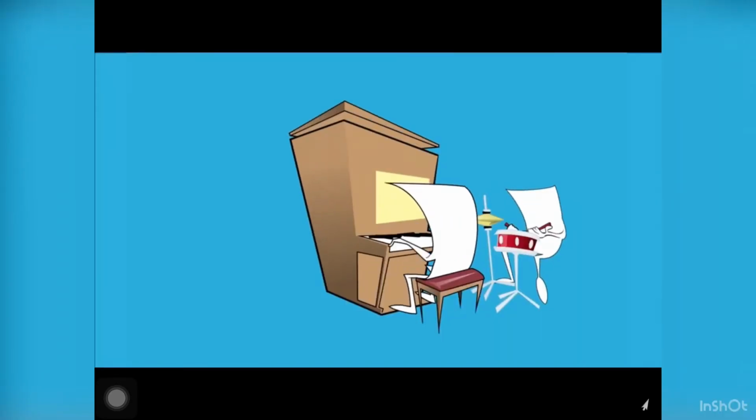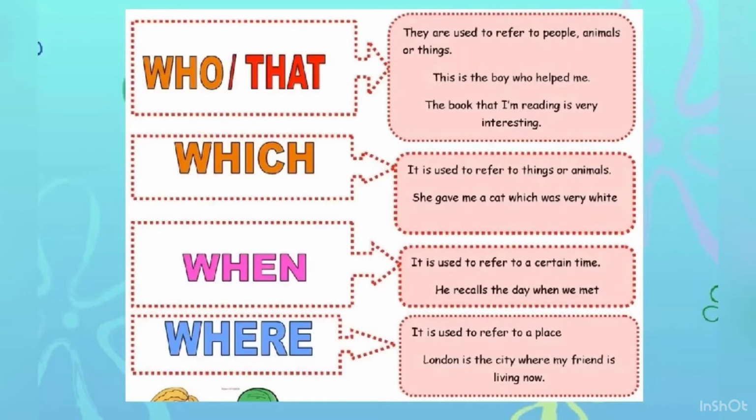Told you so. Now that we have an idea of what a relative clause is, basically it gives us extra information about a noun. So these are the relative pronouns that we're going to focus on today. Who or that. They are used to refer to people, animals, or things. Which is for things and animals. And when is for a certain time. And where is to refer to a place.